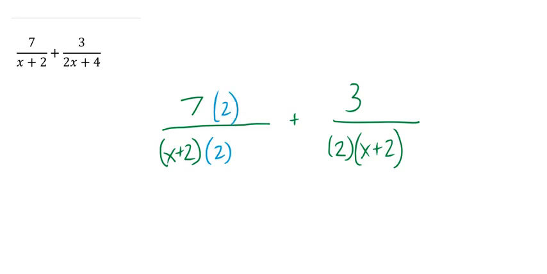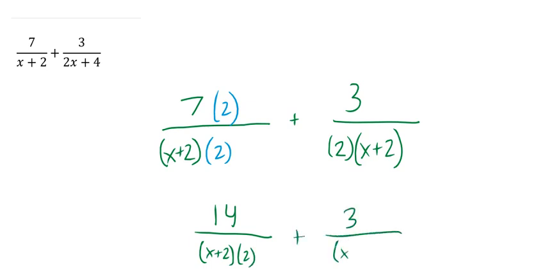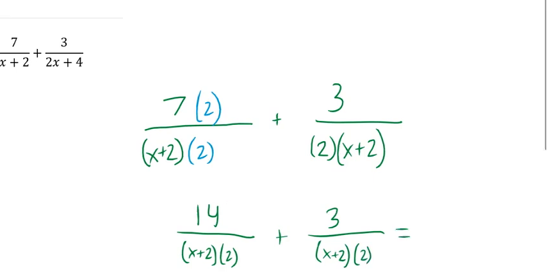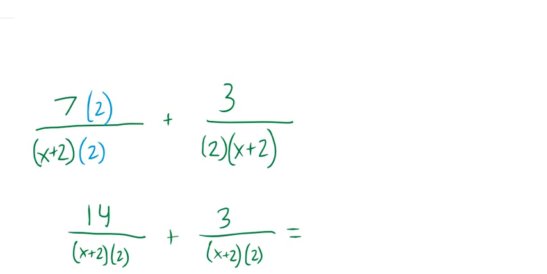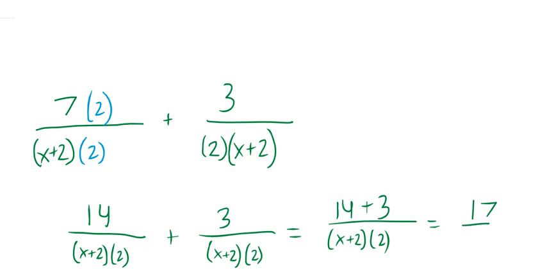I have 14 over x plus 2 times 2 plus 3 over x plus 2 times 2. The order I multiply things doesn't matter. That's called multiplication commuting. So I'm left with 14 plus 3 over x plus 2 times 2. 17 over 2x plus 4. Does it simplify if I factor? Does anything cancel? No.